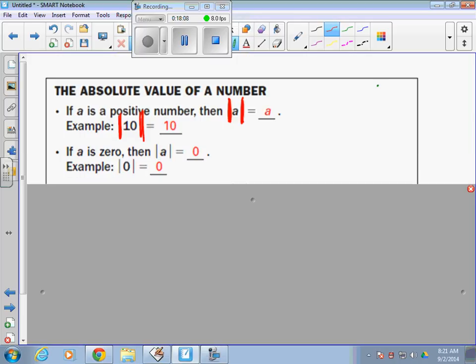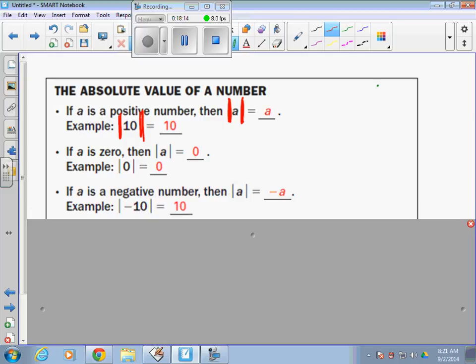If A is 0, then the absolute value of A is 0. So the example saying 0. If A is a negative number, the absolute value of A is equal to a negative number. So the absolute value of negative 10, notice this is talking about, remember, absolute value is the distance. How far away from 0 is negative 10? It's 10 units. This will never be a negative value on the outside. Okay.